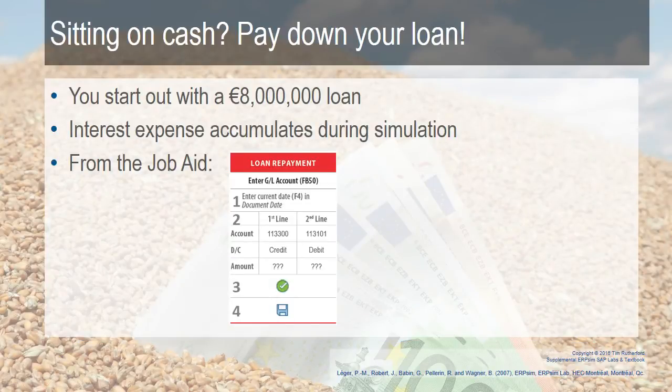If you're sitting on cash, pay down your loan. So you start out with that 8 million euro loan. The interest expense does accumulate during the simulation. You can pay it down. This is on the job aid. So it's FB50. This goes right on the general ledger. And this is the general overview of how to enter the transaction and enter the information.